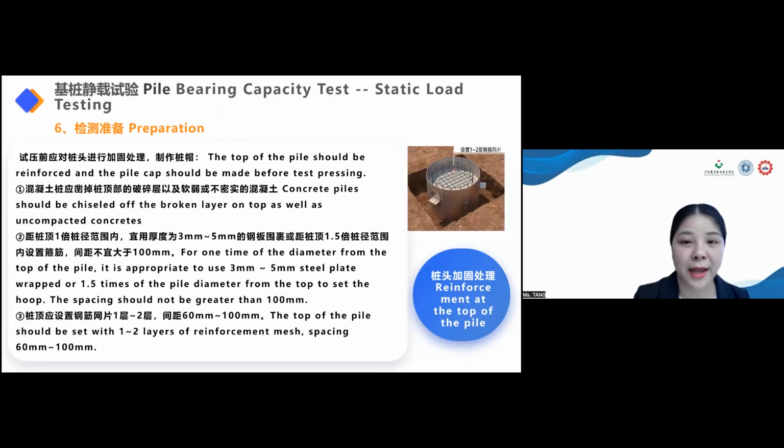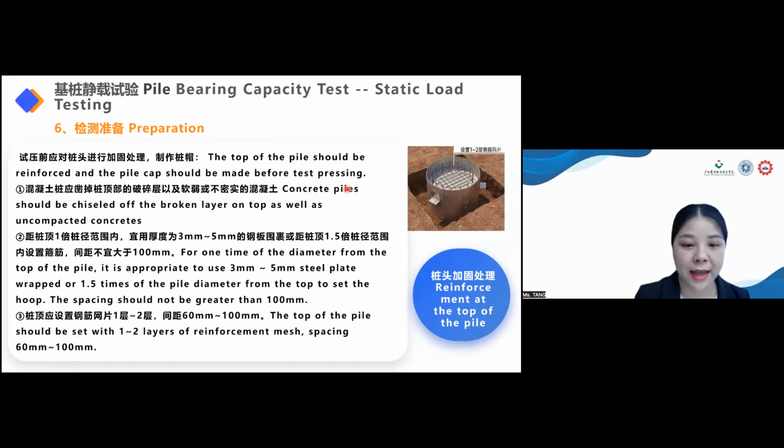The top of the pile should be reinforced and the pile cap should be made before test preparation. Reinforcement at the top of the pile. First, concrete piles should be chiseled out of the blocking nail on top as well as uncompacted concrete.